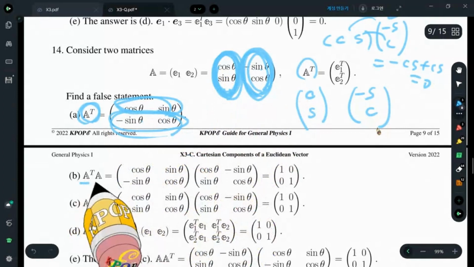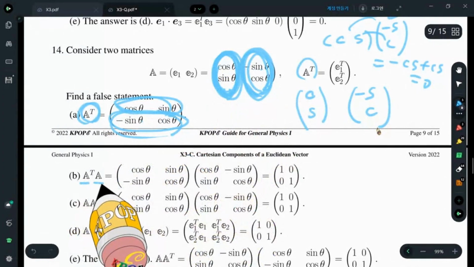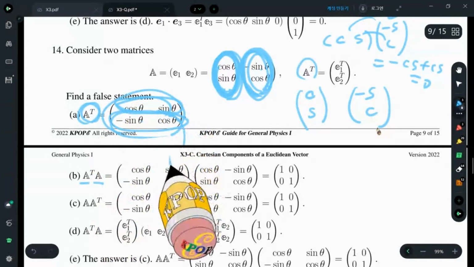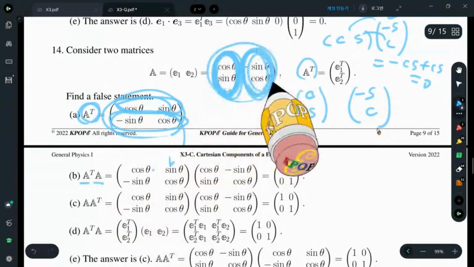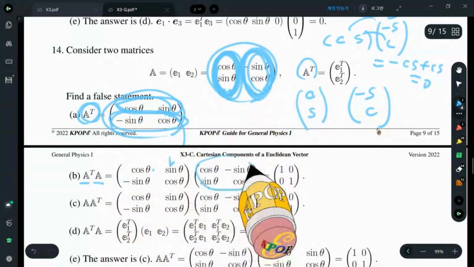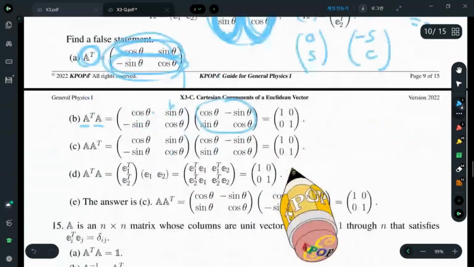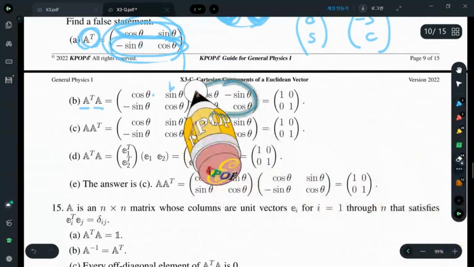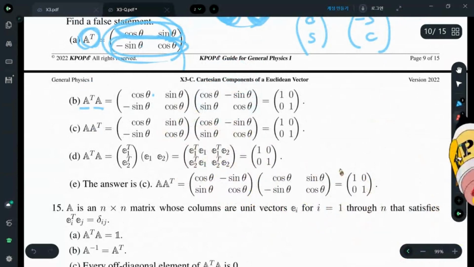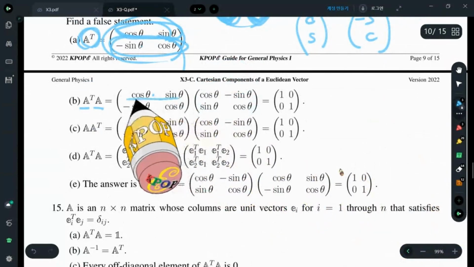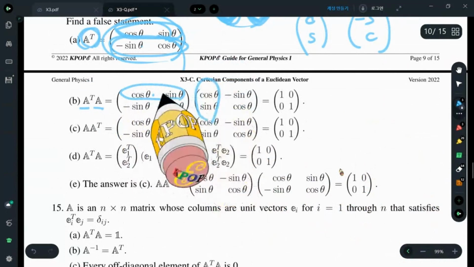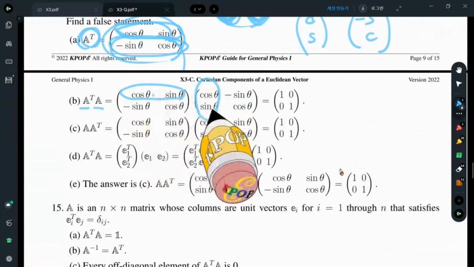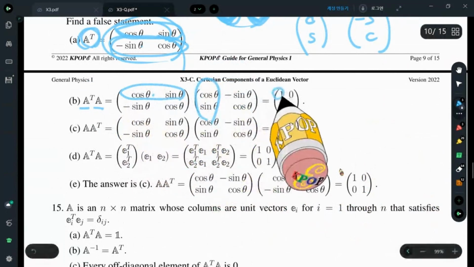So A transpose multiplied by A. A transpose is here, I just copied it here, and A is copied in here. Why don't we multiply these two? This one, the scalar product of itself, is 1.